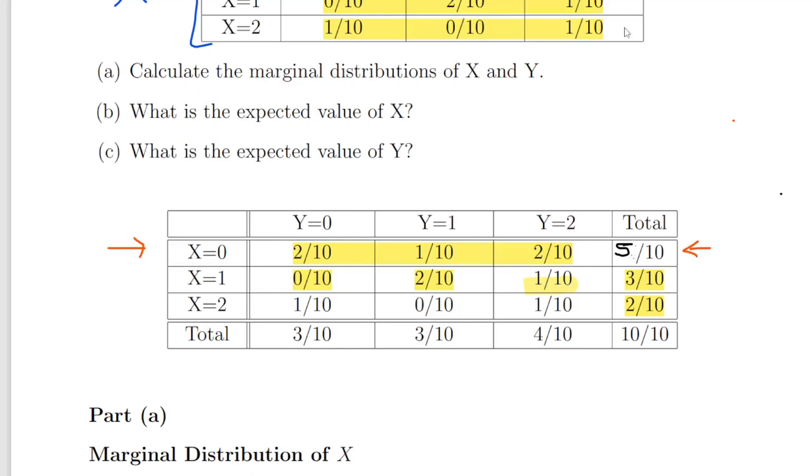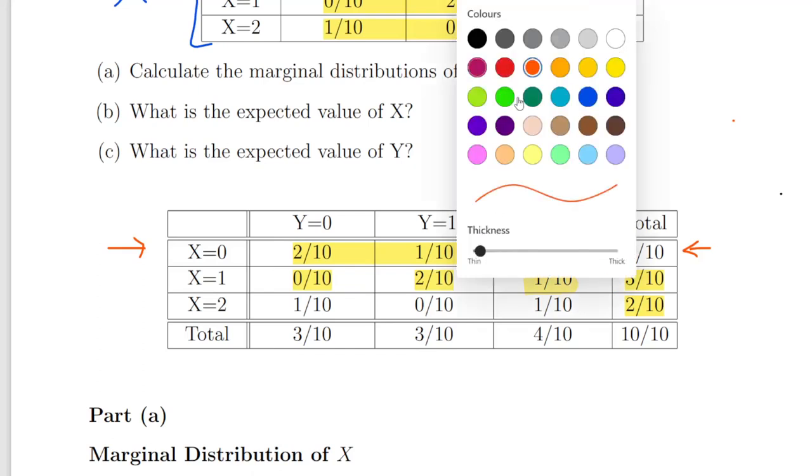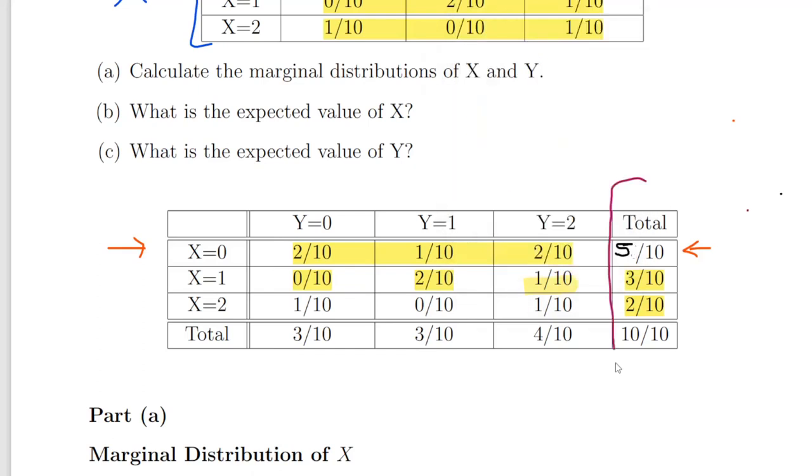Now, something that we could do right now while we have the chance is see what the total is. That is 5 over 10 plus 3 over 10 plus 2 over 10, 10 out of 10, that is 1. So that's the marginal distribution of x, and I'll formally state it shortly.